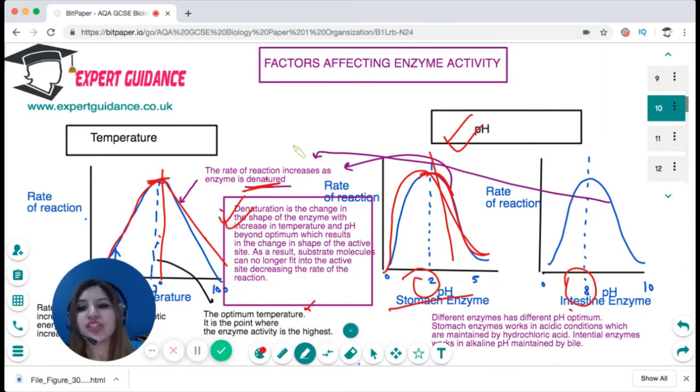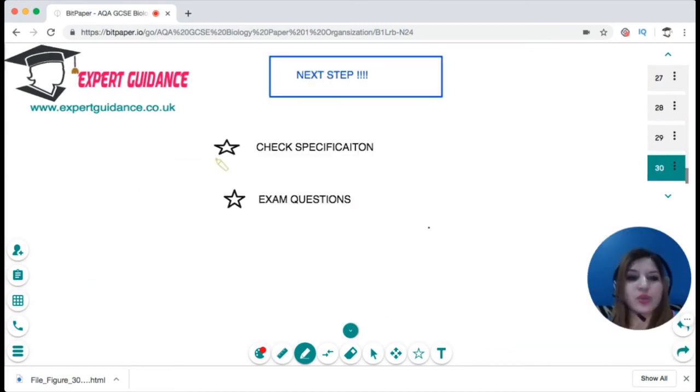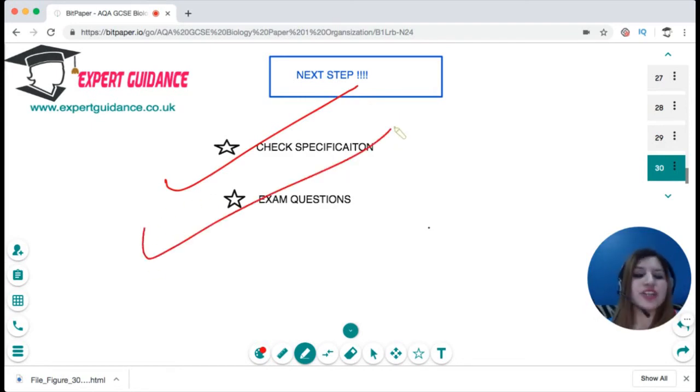Okay, so I hope this graph is clear to you. You should be able to draw this graph in the exam, or if this graph is given, you should be able to explain all this trend: why there's an increase, what is an optimum, and why there's a drop. And I hope you will remember it. Okay, so what is the next step? Next step is to check the specification. Make sure whatever is there in the specification is crystal clear to you, and do exam questions on this topic.